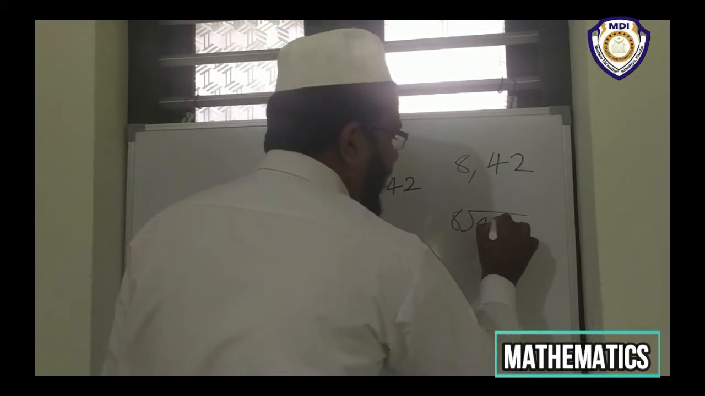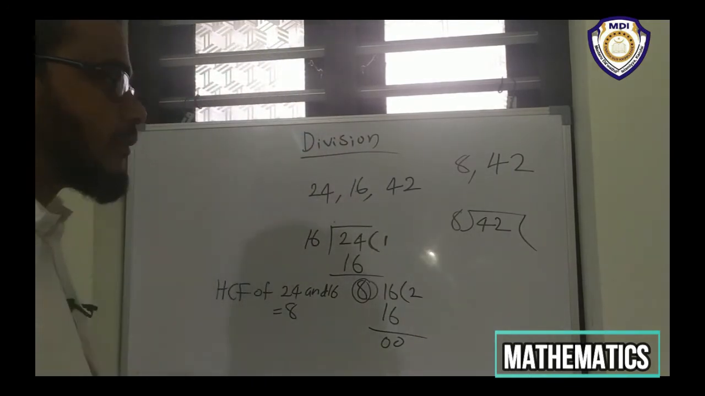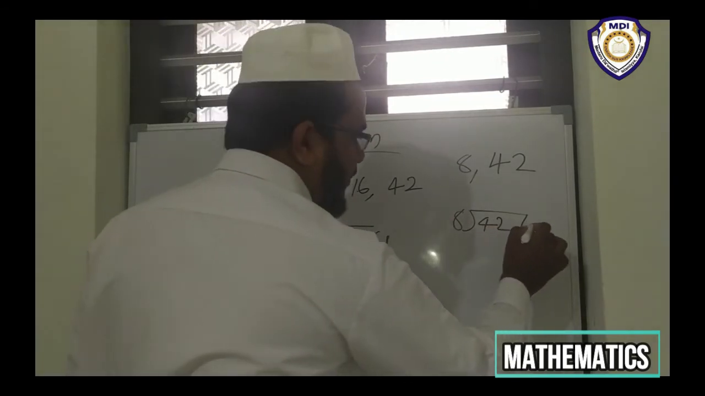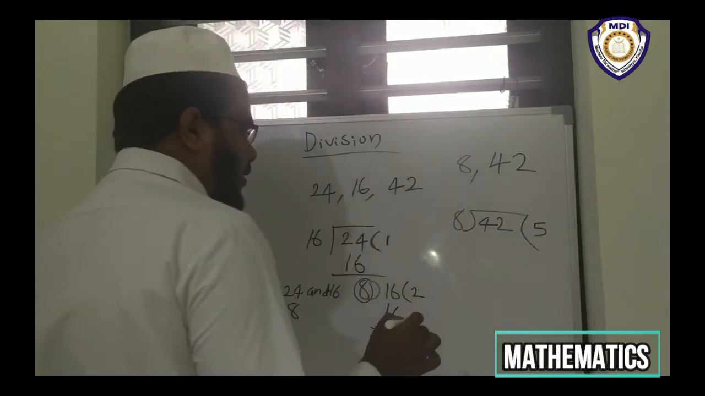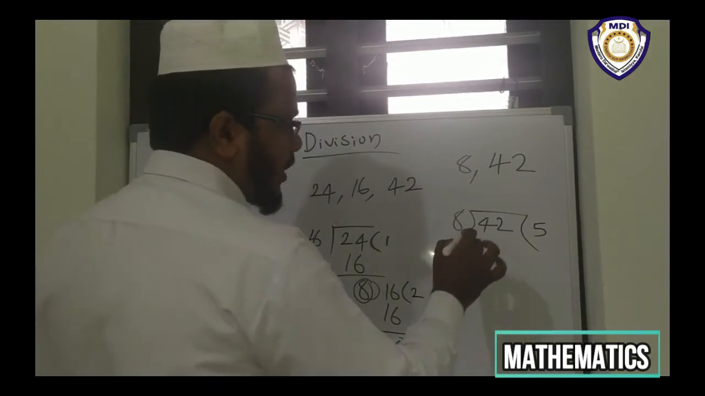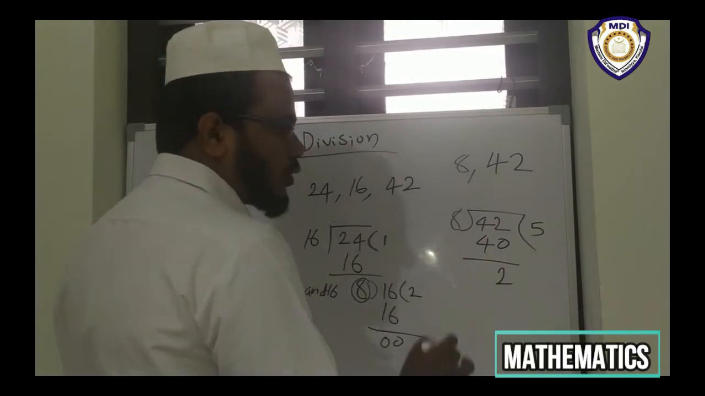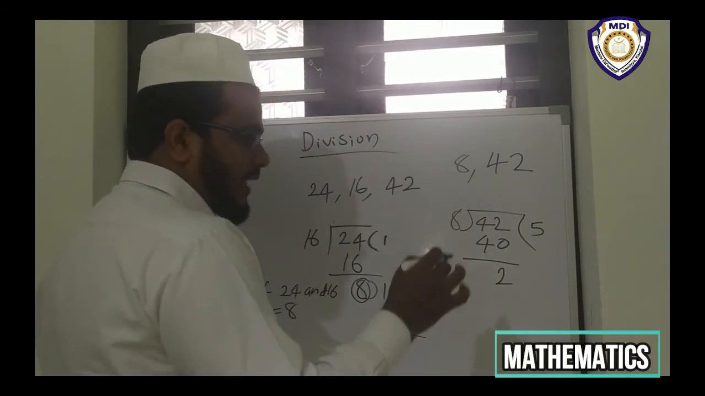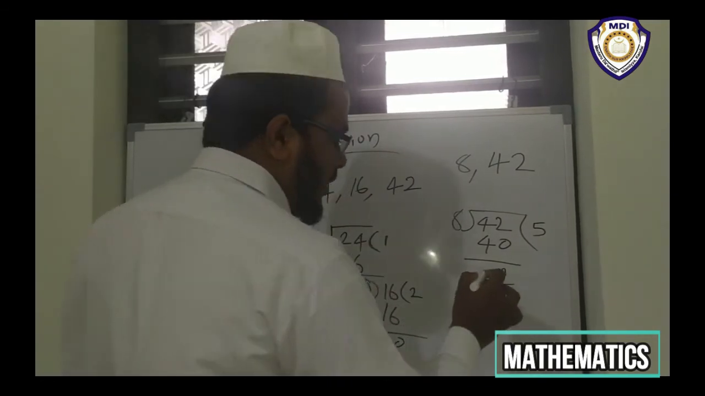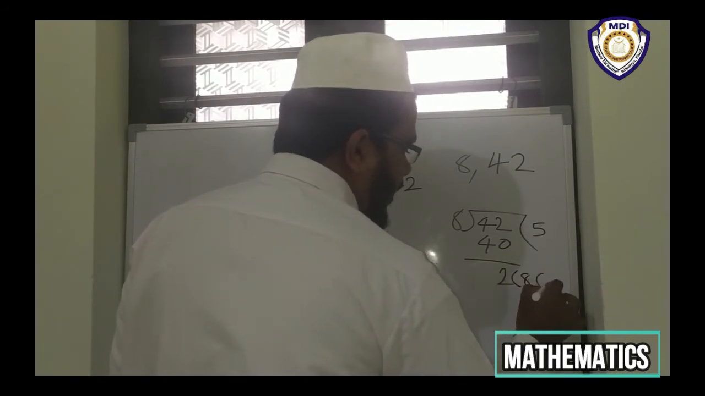42 is the dividend. Then the quotient: how many 8s are there? 5. Sure? Yes, 5 into 8 is 40. Then 2 is the remainder. Then 2 becomes the next divisor and 8 becomes the dividend.